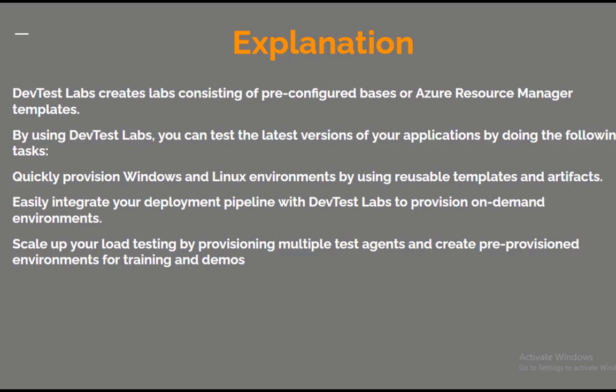By using DevTest Labs, you can test the latest version of your applications by doing the following tasks. Quickly provision Windows and Linux environments by using reusable templates and artifacts. Easily integrate your deployment pipeline with DevTest Labs to provision on-demand environments. Scale up your load testing by provisioning multiple test agents and create pre-provisioned environments for training and demos.